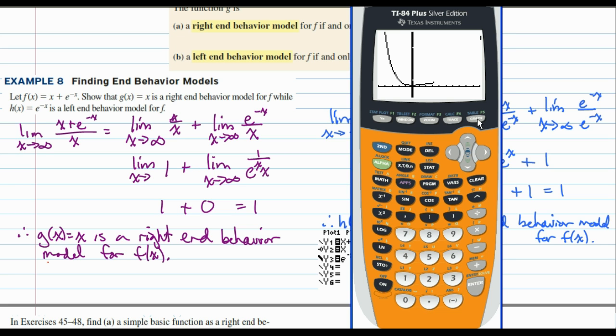Here's the original function. Now coming up will be the right end behavior, and you can see the right end behavior is drawing right along and behaving exactly like the right side of this graph as x approaches infinity. Now the left end behavior is coming down, and it behaved just like the left side of that function.